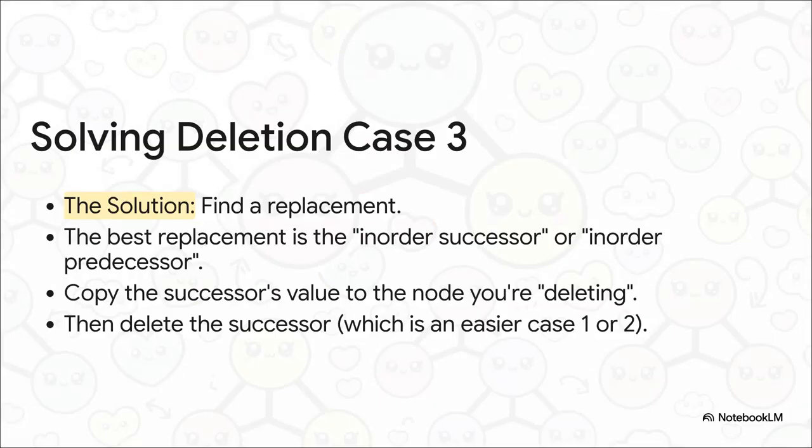And here is the absolutely genius fix. You don't actually delete the node. Instead, you find its in-order successor. That's just a fancy way of saying the very next smallest number, which is always the leftmost node in the right subtree.